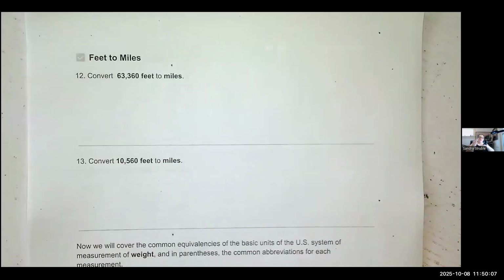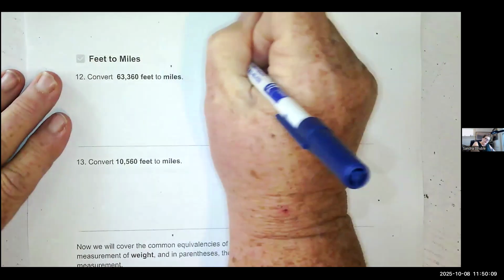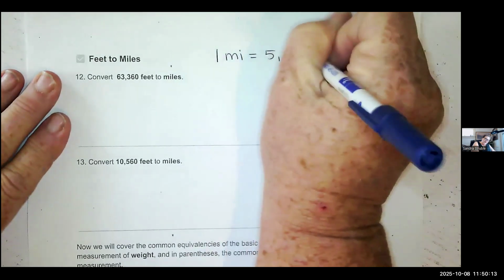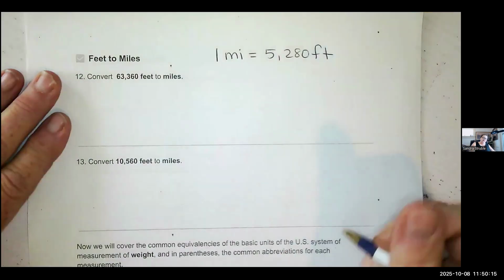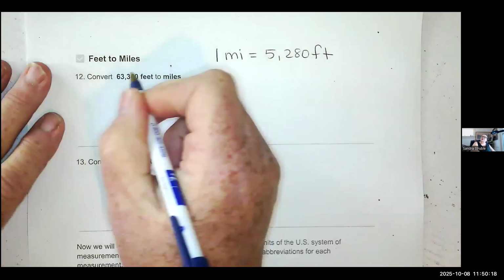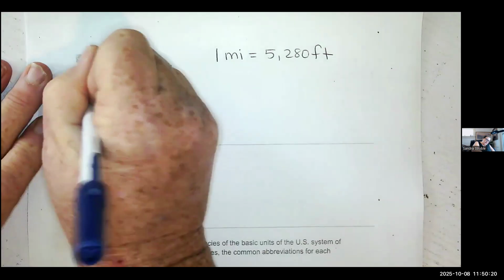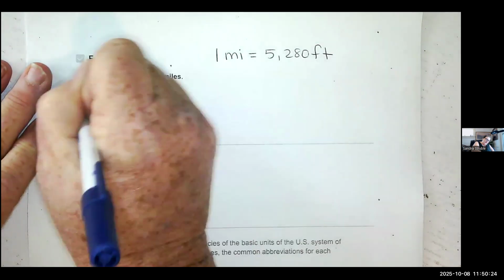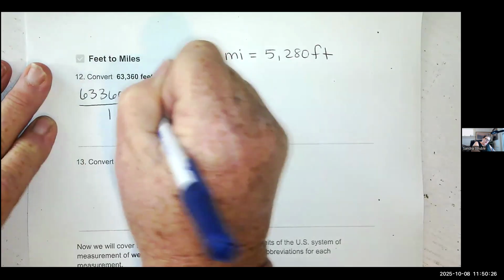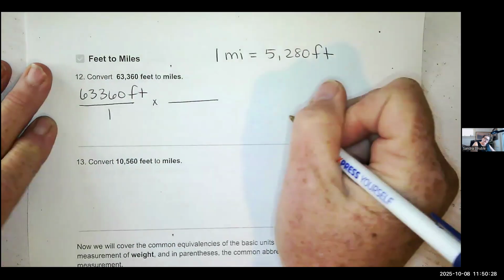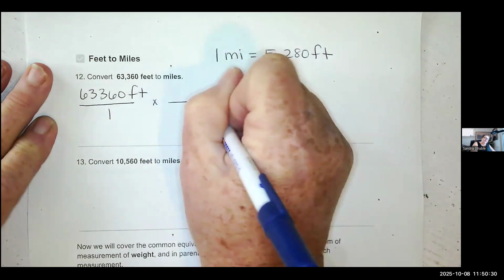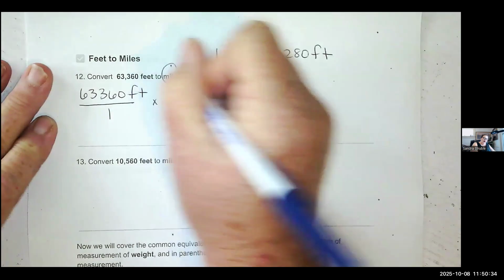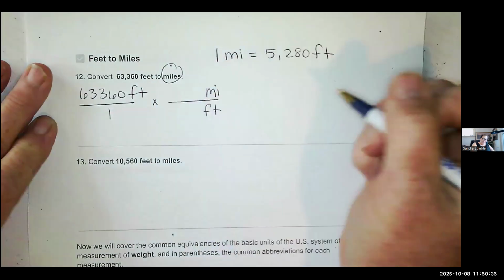Now we're going feet to miles. So you need to know the conversion that 1 mile is equal to 5,280 feet. If you know that, you always start with what you're given, 63,360 feet. I think I just did this one. Remember, this is over 1. So since feet is in the numerator in the top, I need feet in the denominator for it to go away. All right, but I'm heading towards miles, so miles goes up top.